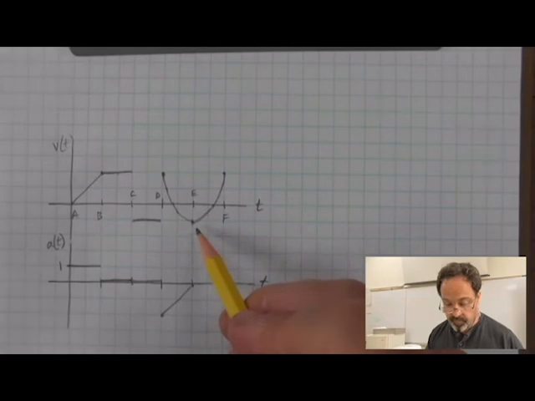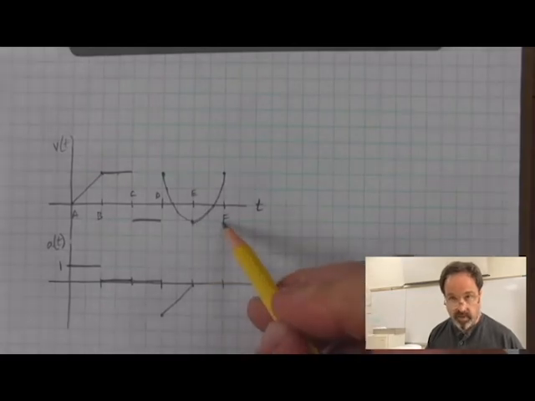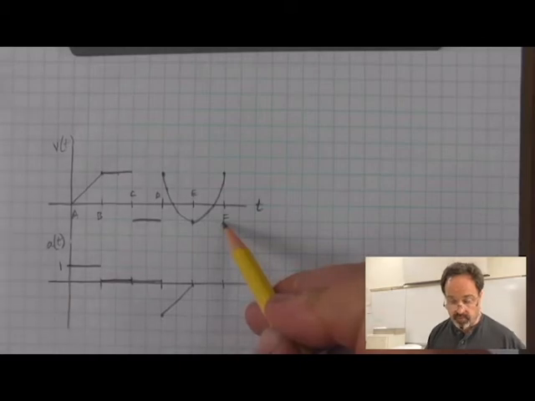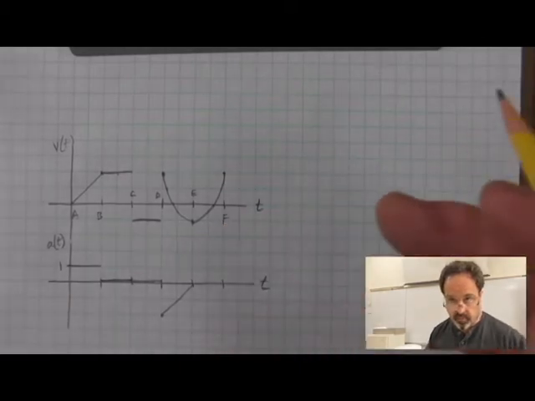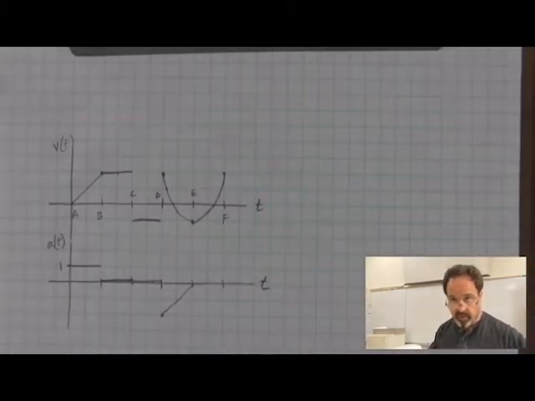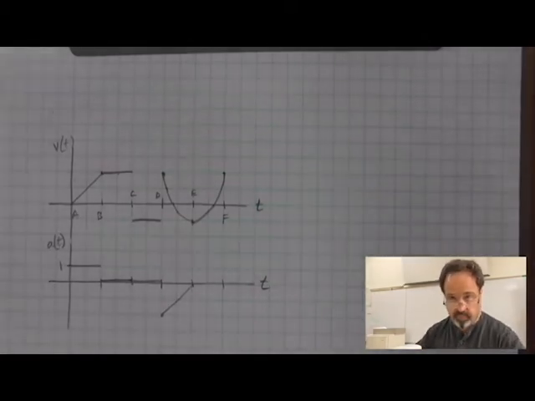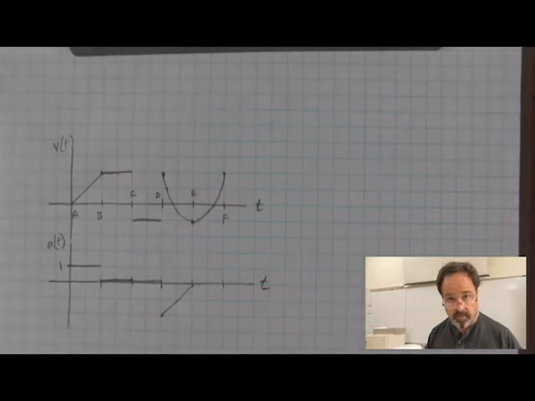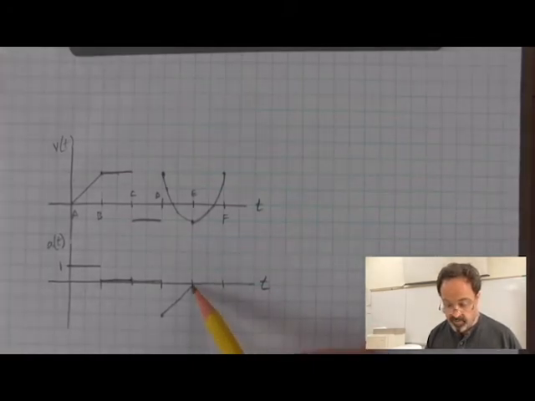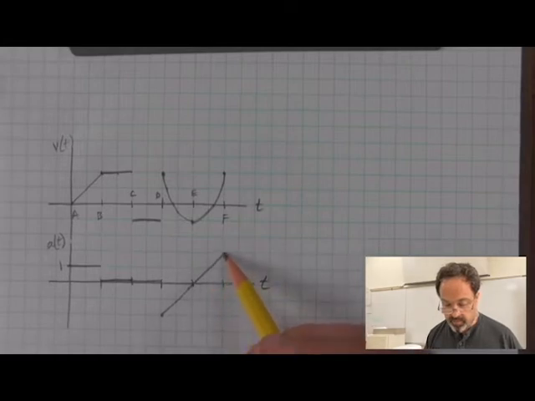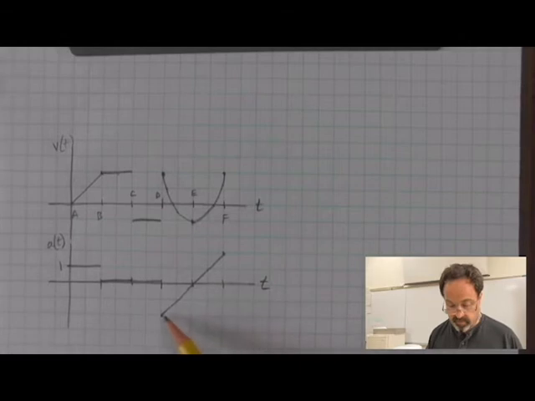So on the interval from E to F, we have positive acceleration. We're stepping on the gas, we're slowing down our backward movement until we come to a stop, and then we move forward, and then we move forward faster and faster. Positive acceleration. But not at the same rate. Our acceleration gets more and more intense as time goes on. That's reflected in this linear piece.